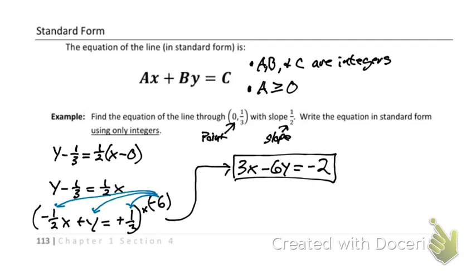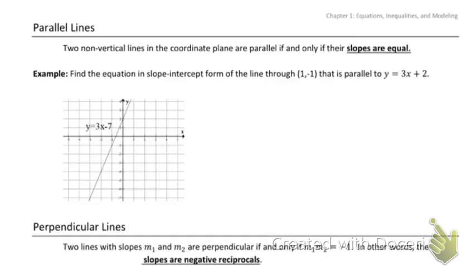Standard form is really just a test question to make sure that you know what standard form is. We don't really use it for much. Usually when we get something in standard form, we put it in some other form. Because in standard form, you don't know your intercepts, you don't know your slope, and you don't know a point. So you really know nothing in standard form. All right, let's continue on.